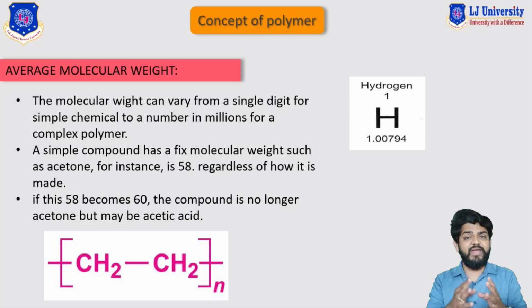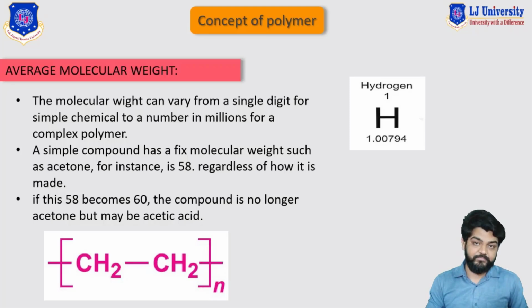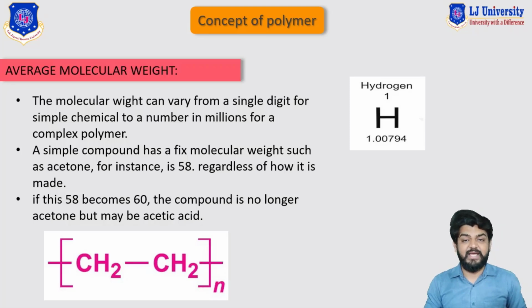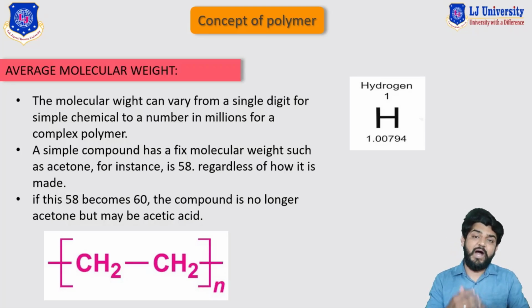So the molecular weight is very important and it plays a very significant role in identifying a particular atom or particular molecule, right? As we have seen, acetone has a molecular weight of 58 grams per mole. Regardless of how we manufacture the acetone, ultimately it will have a molecular weight of 58.